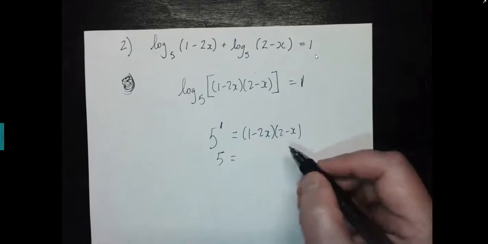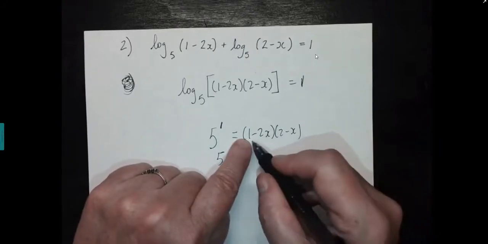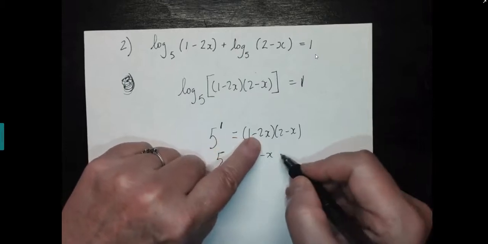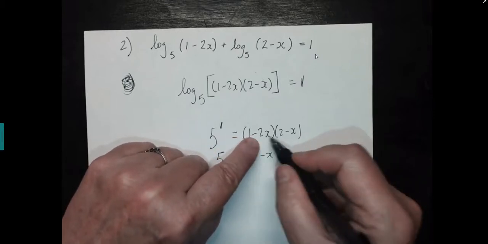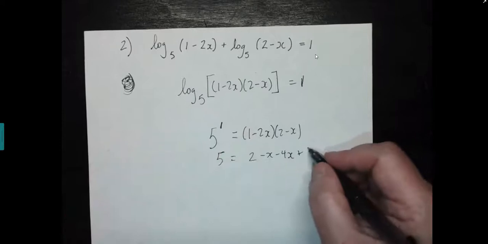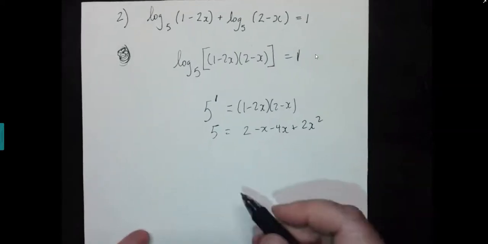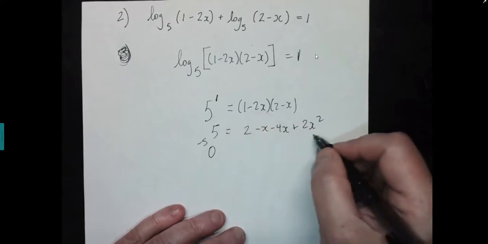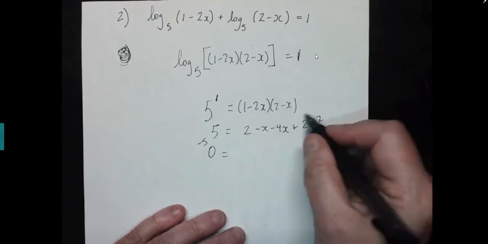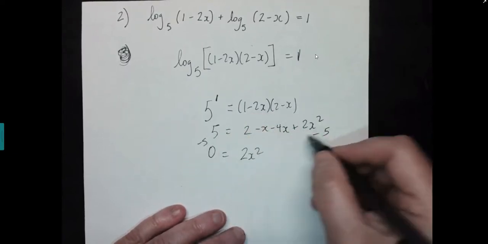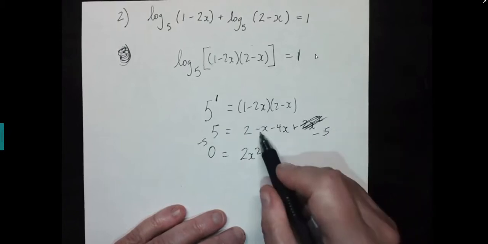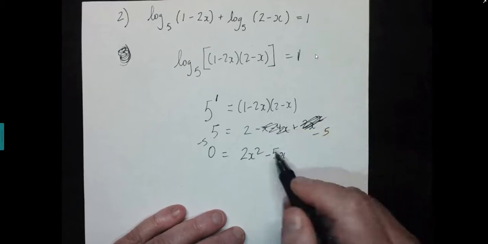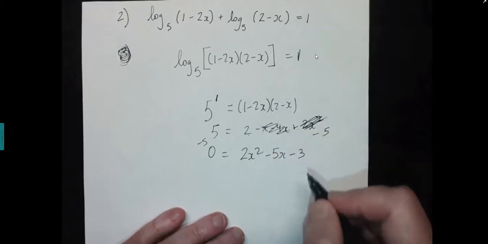Okay, so I need to FOIL that, so I'll have 2 minus x minus 4x, and then plus 2x squared. Let's get everything on one side, so I'm going to subtract 5 from both sides. So I'm going to lead with my 2x squared term. Then I'm going to have minus x minus 4x is minus 5x. And then 2 minus 5 is negative 3.